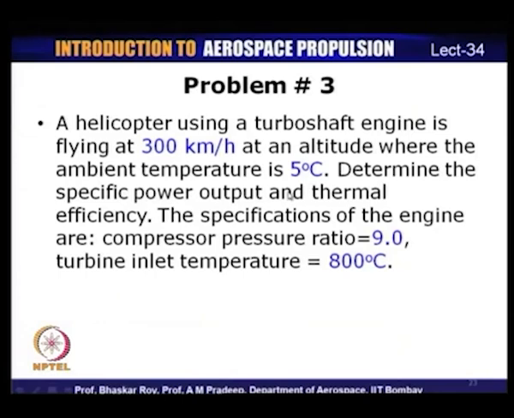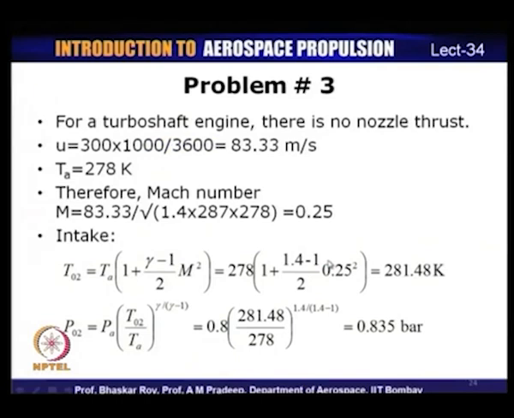Determine the specific power output and the thermal efficiency. The specifications of the engine are compressor pressure ratio is 9 and the turbine inlet temperature is 800 degrees Celsius. So, in this case, we first calculate the flight speed, which is 300 kilometers per hour. We convert that to meters per second, that is 83.33 meters per second.